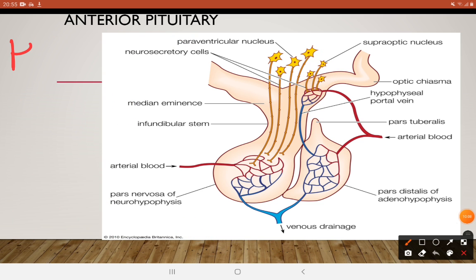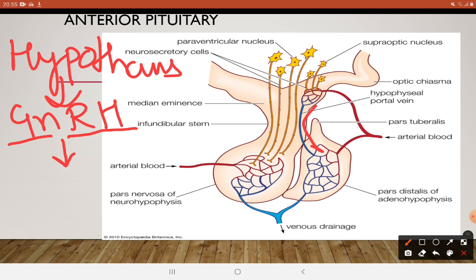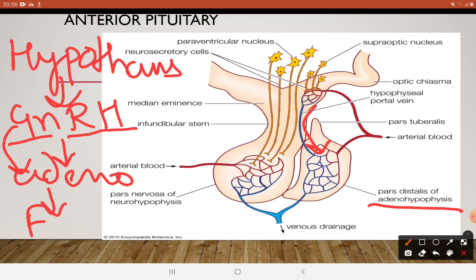So the hypothalamus secretes GnRH, which is known as gonadotropin releasing hormone, right? So the hypothalamus releases GnRH, the gonadotropin releasing hormone, which goes into the circulation and reaches the adenohypophysis, and the adenohypophysis is stimulated by this GnRH to produce FSH and LH.